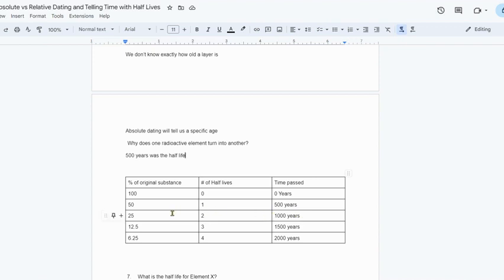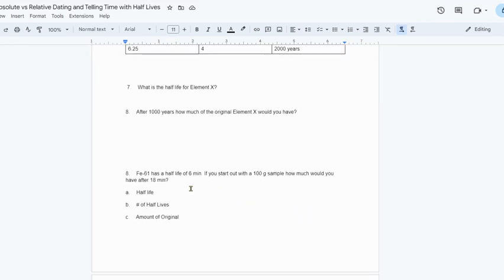We can also go through and look at how much of the original substance we have. If I have 25% of the original substance, we know that I've been through one half life, two half lives, and then I'm going to be able to figure out that if I have 25% of the original, it's 1,000 years old. Let's do a practice problem.